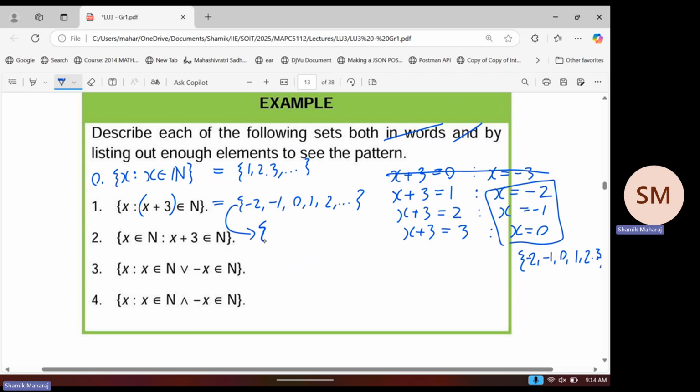I'm gonna write it like this, just so we remember it. 0, 1, 2. And then from here, you just scratch out everything which is not a natural number. So only 1, 2, 3, and so on are the answer to this one. It's getting a bit messy here.